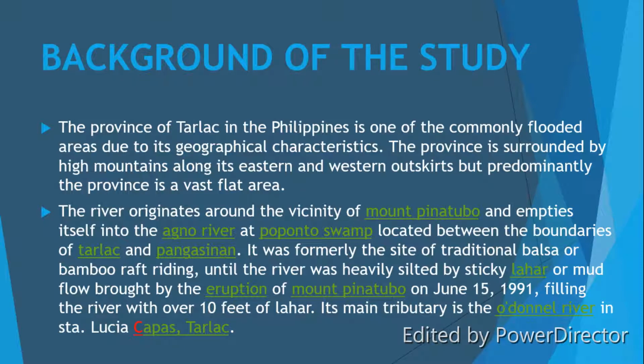Background of the study. The province of Tarlac is one of the commonly flooded areas due to its geographical characteristics. The province is surrounded by high mountains along its eastern and western outskirts, but predominantly the province is a vast flat area. The river originates around the vicinity of Mount Pinatubo and empties itself into the Agno River at Poponto Swamp, located between the boundaries of Tarlac and Pangasinan.